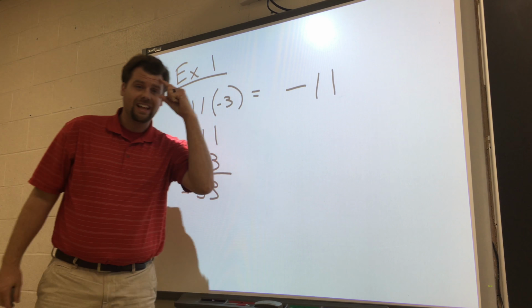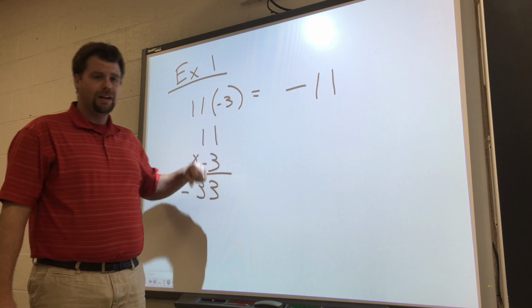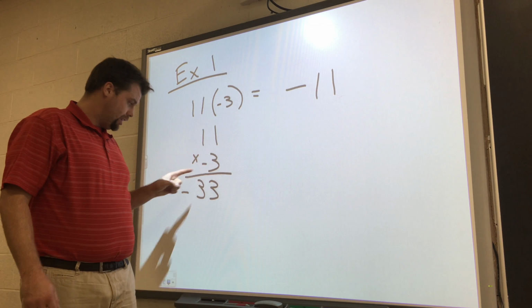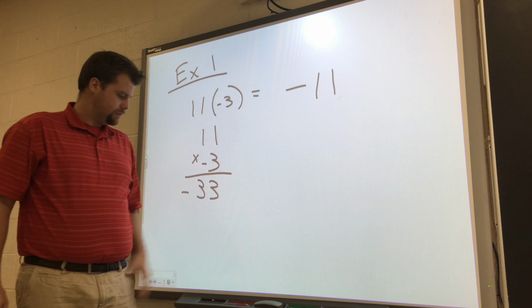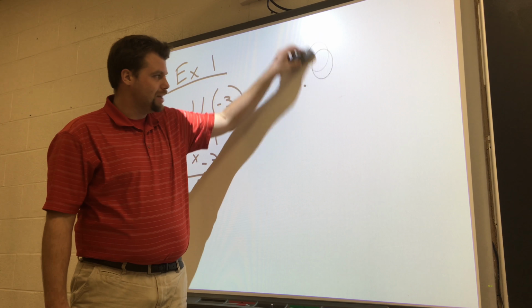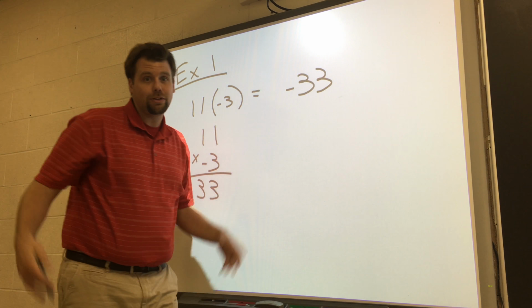Again, first think of the sign. 11 times negative 3. Positive times negative is a negative. 11 times 3 is just 33. I don't know why I wrote negative 11. I'm sorry. It's negative 33.